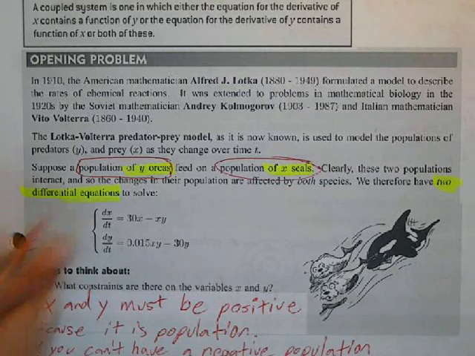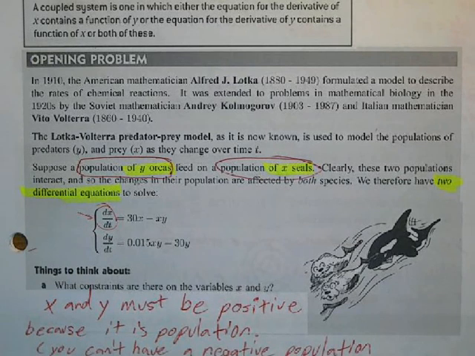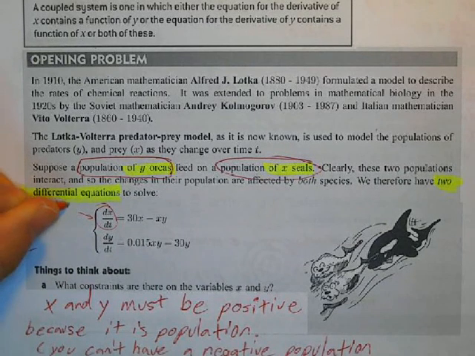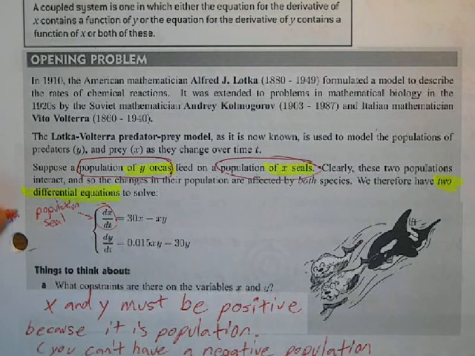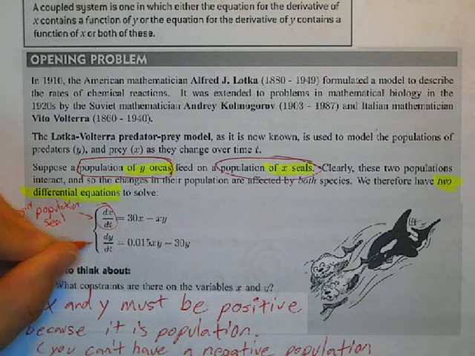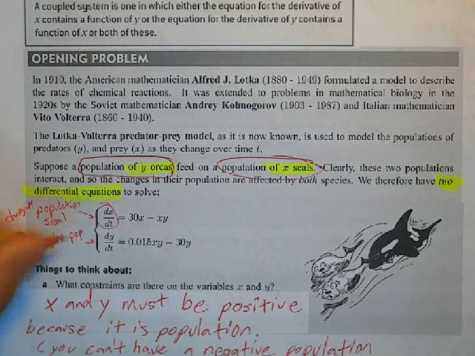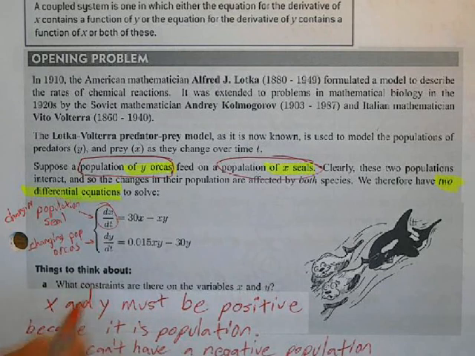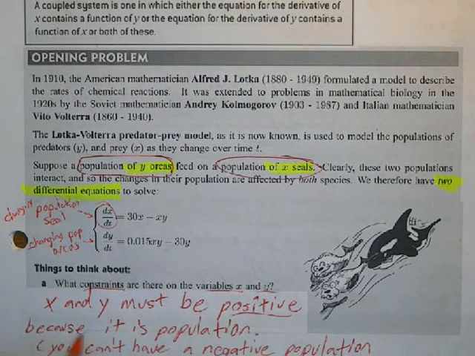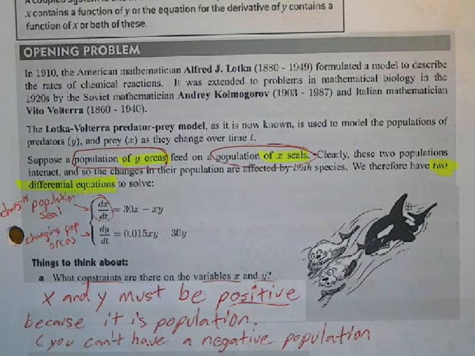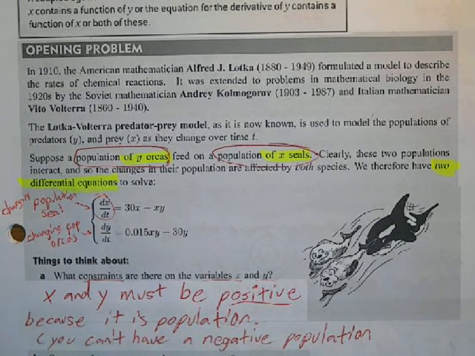So this dy dx deals with the population of the seals, and the changing, right? And this deals with the changing population of the orcas. Okay. So, what are the constraints for the variables x and y? Well, they all have to be positive, right? I can't have a negative population of an animal. That makes no sense. So all the values have to be positive.